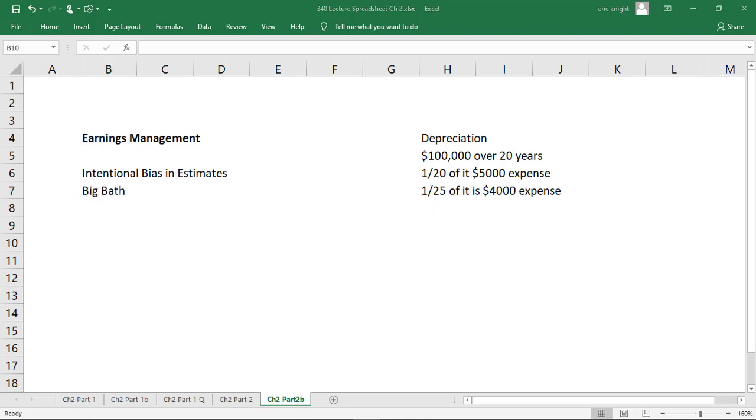Another device or another tool that management might use is called the big bath. So think of it like this. If something bad is going to happen for the company, and the investors, the creditors, the analysts all expect something bad to happen, why not throw a few more things into the bath along with it so that when things start to turn around, things really turn around? For example, let's say a company has to go through restructuring. That means they have to close some plants, right? They have to do some layoffs.